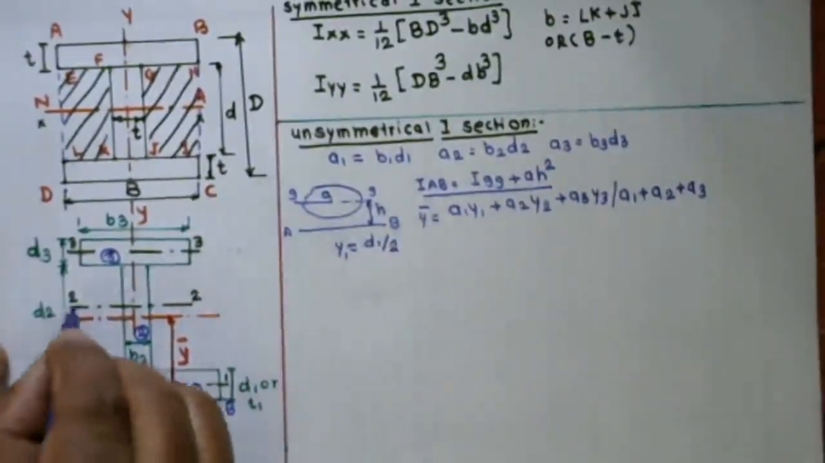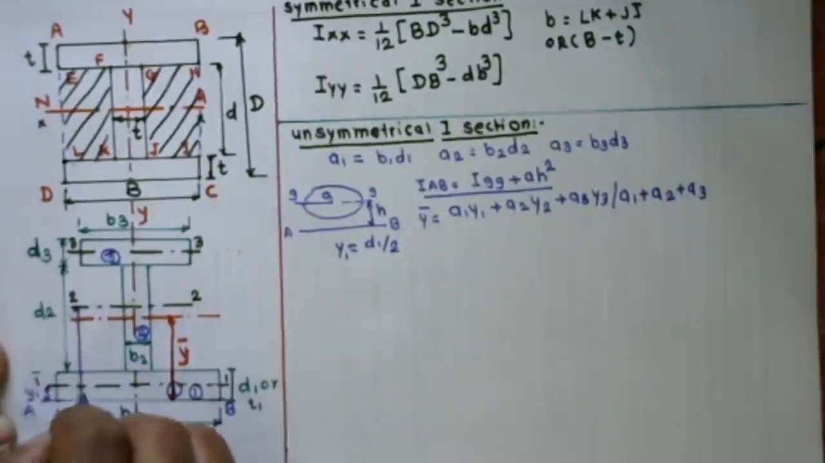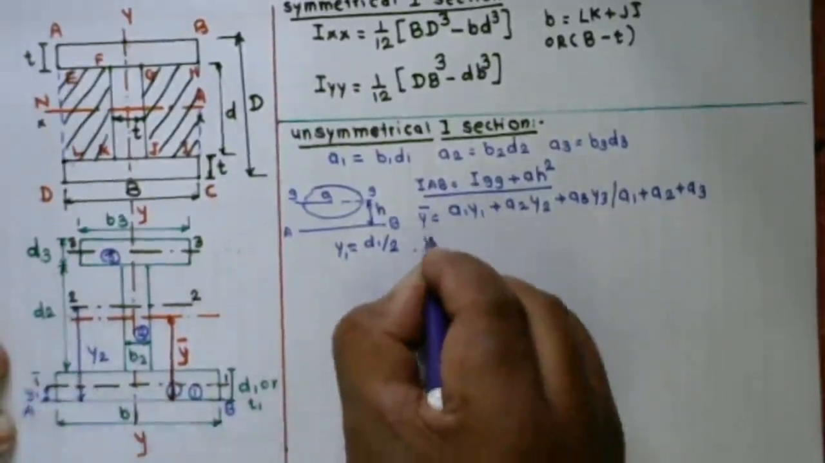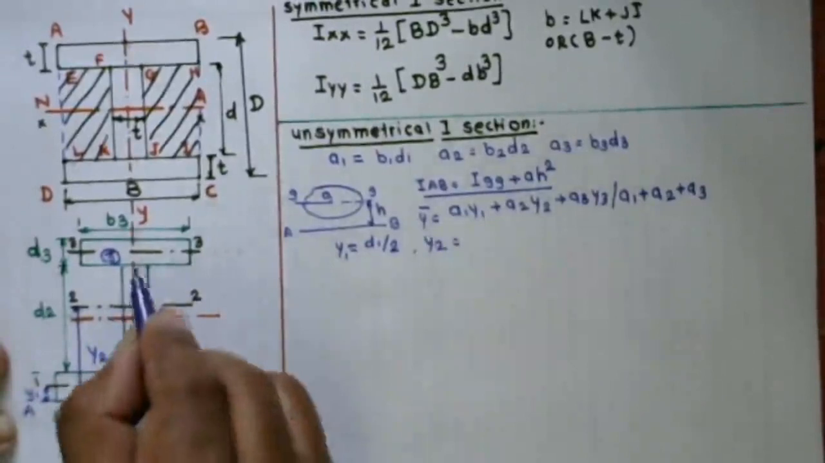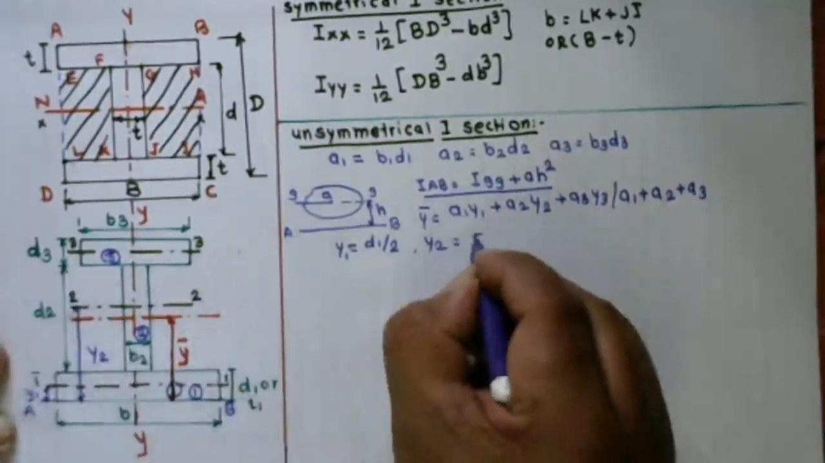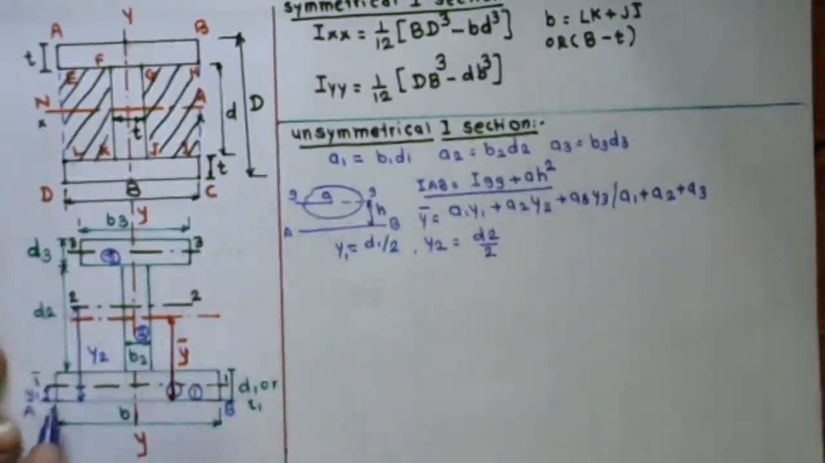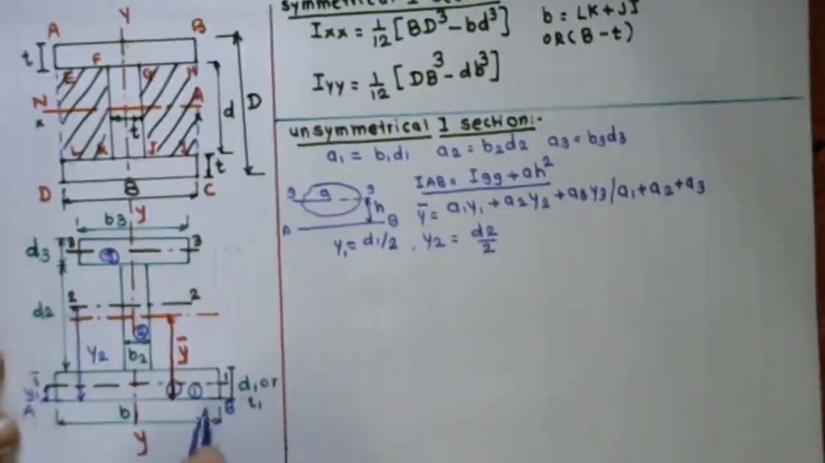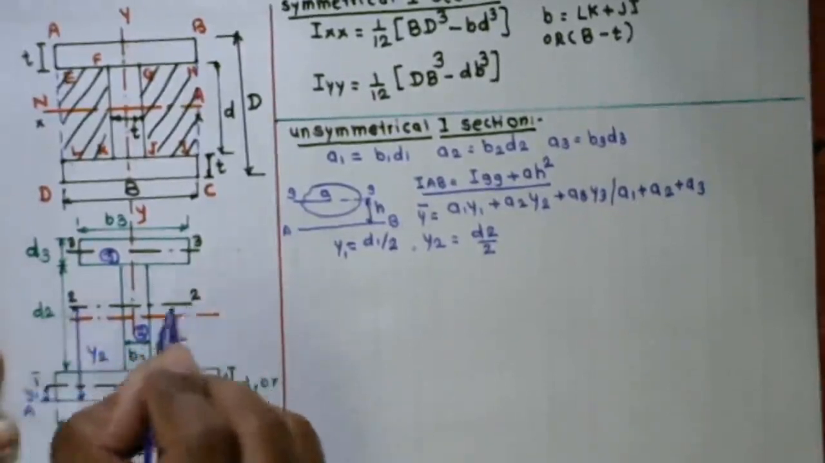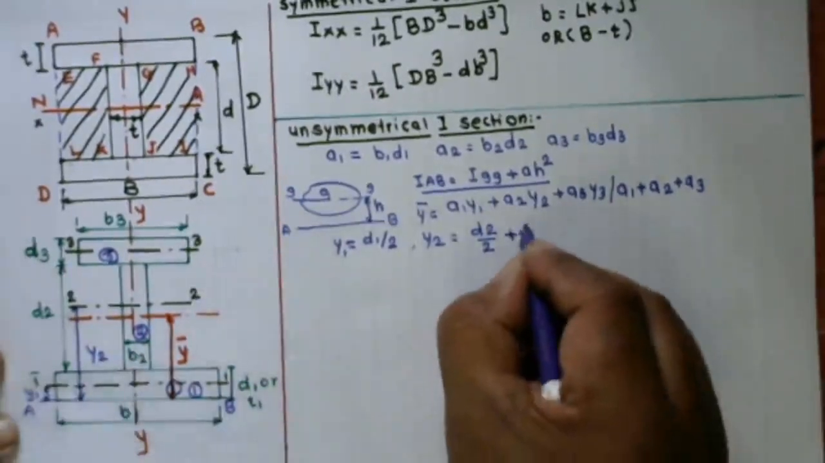In that case, the centroidal distance from the base is y2. While calculating this y2, remember you have to consider only figure 2, which has the depth d2. So you write d2 by 2, but we take the distance from AB. Y2 is the distance from AB to centroidal axis 2-2, so that's why plus this dimension D1.